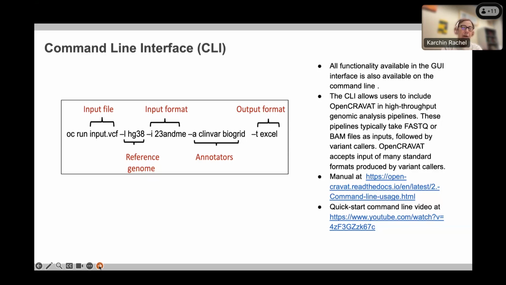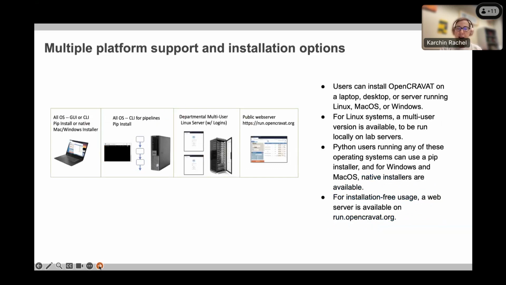Here, instead of clicking that you're going to annotate your job, you would use the oc run command, give your input file and your reference genome, your input format. You would have a list of annotators you're going to run and your output format. And this is more useful for people who want to use OpenCRAVAT programmatically, typically in scripts that are part of a larger pipeline. All these command line commands are documented extensively in our manual, and we also have a quick start video for the command line.